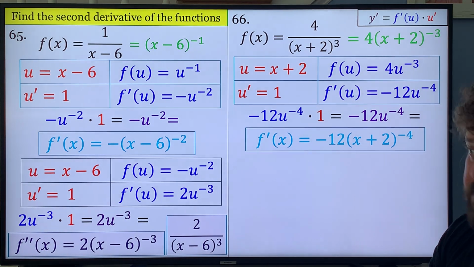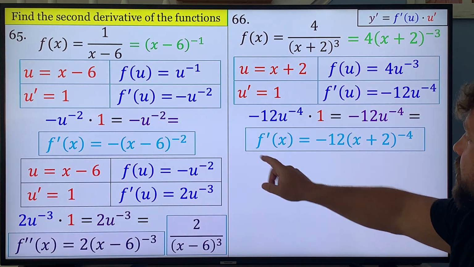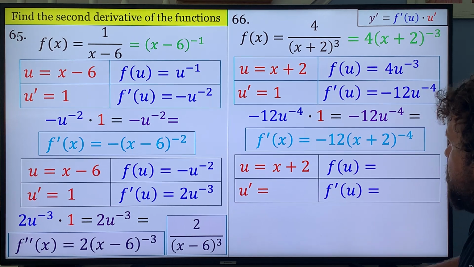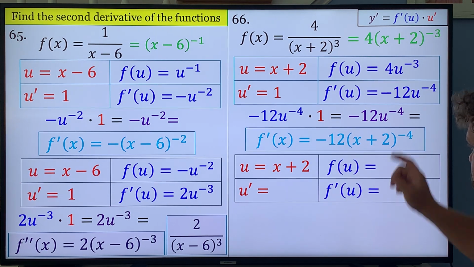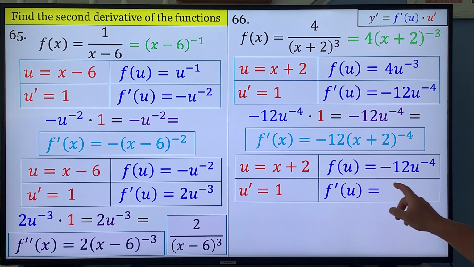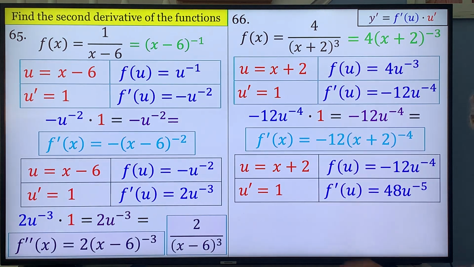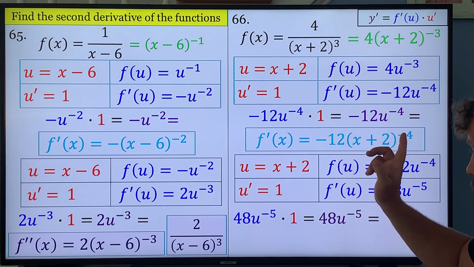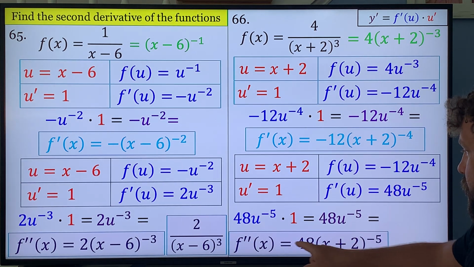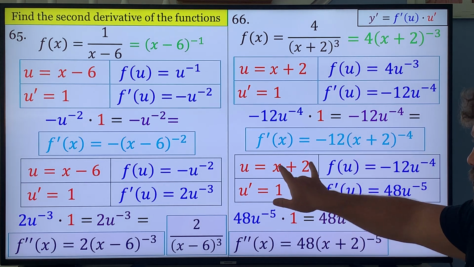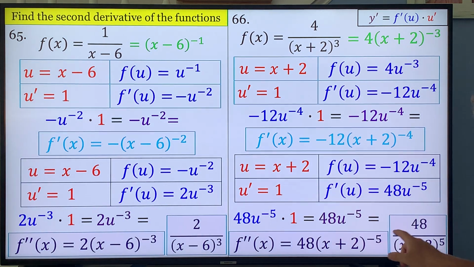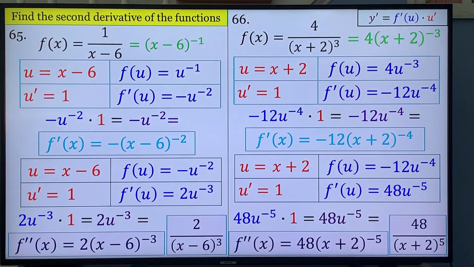First derivative. All right? Second derivative. u is x plus 2. f of u, negative 12, u to the negative 4th. 1, negative 48u to the negative 5th. Good. Negative 48u to the negative 5th times 1 is just negative 48u to the negative 5th. Or negative 48 times x plus 2 to the negative 5th. Or negative 48 over x plus 2 to the 5th. All right.